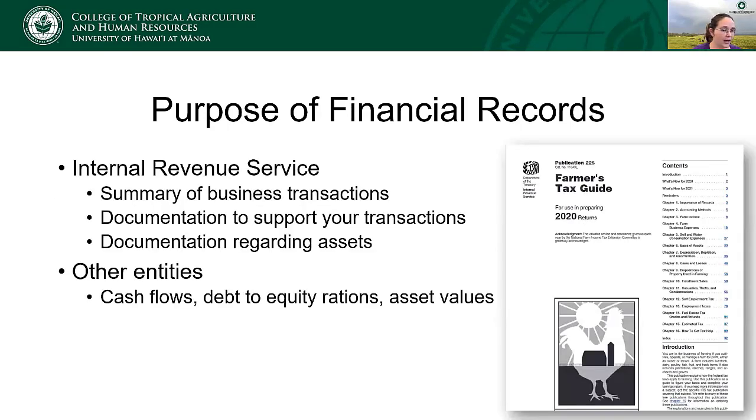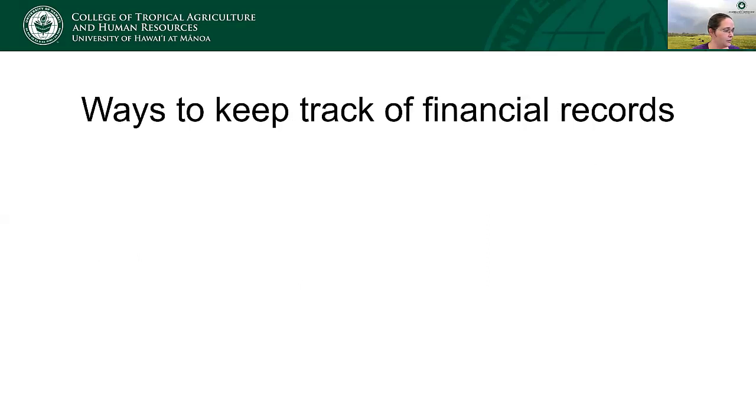So again, a lot of times people think of financial records in terms of the IRS. So we have our farmer's tax guide here as just an example. I know that was brought up last week or the week before. And so you get your summary of business transactions, documentation to support your transactions, and then assets, and then other entities like cash flows, debt to equity ratios, and assets and values.